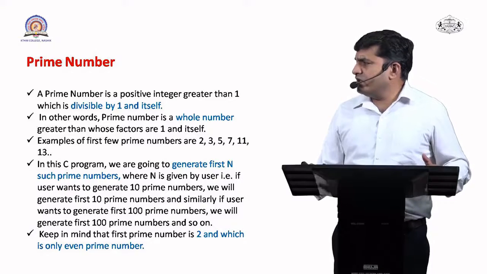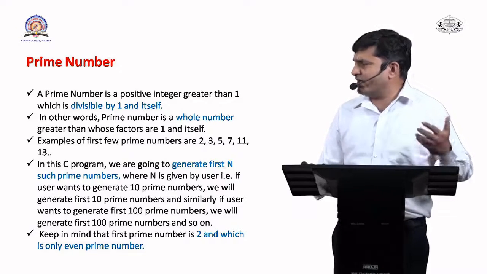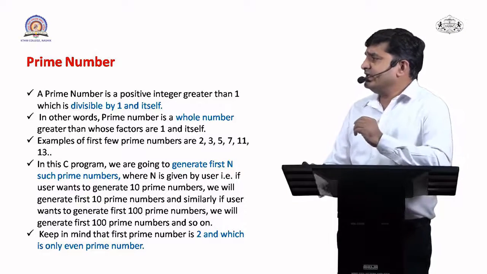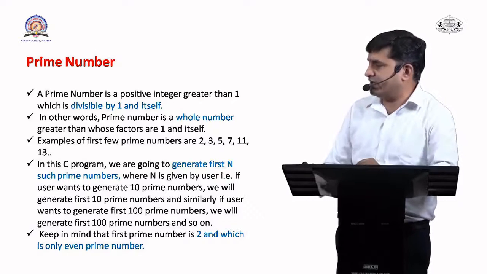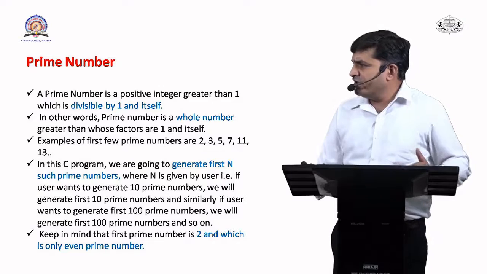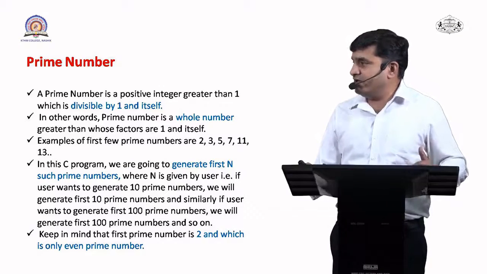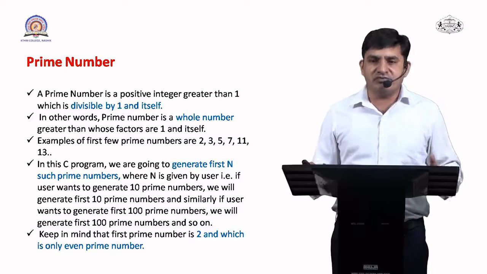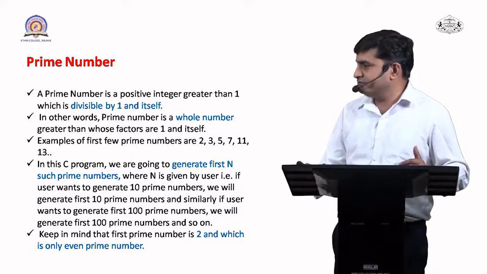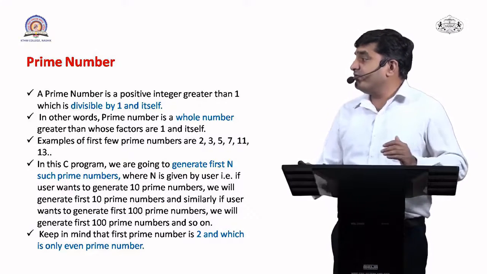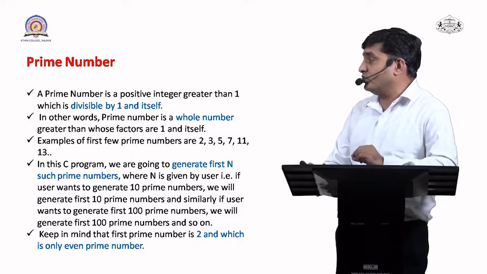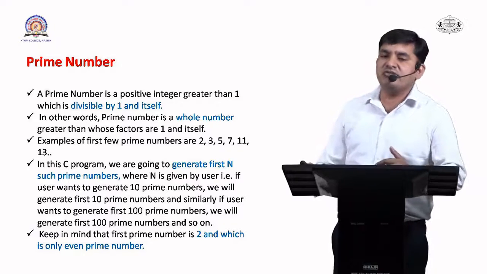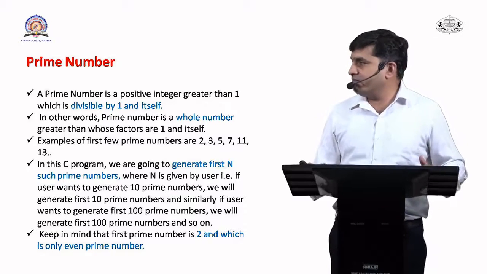In this program, we are going to generate the first n prime numbers, where n is given by the user. That is, if the user wants to generate 10 prime numbers, then n is equal to 10, and if the user wants to generate 100 prime numbers, then n is equal to 100. Keep in mind the first prime number is 2, which is the only even prime number, and all other prime numbers are generally odd.